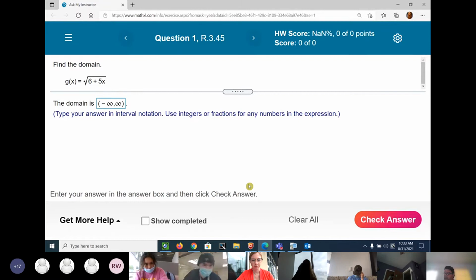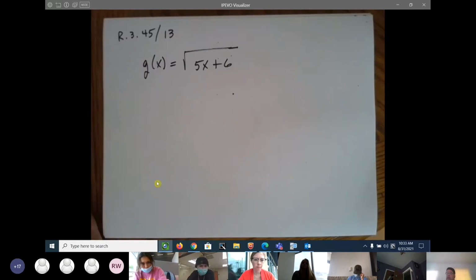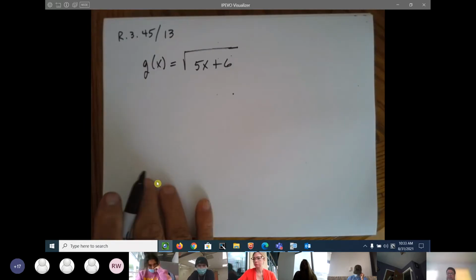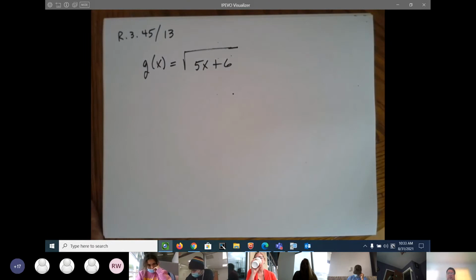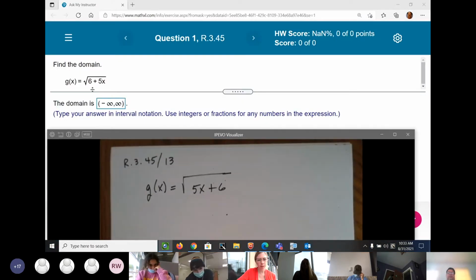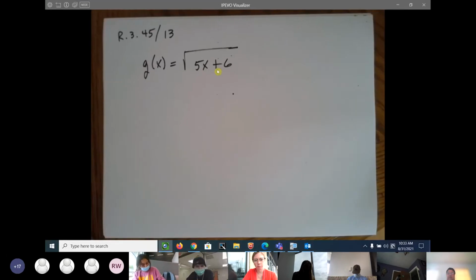G of x is equal to the square root of 5x plus 6. Now, I'm going to go ahead and tell y'all something. I don't know what's gotten into these math books lately, but I've never written an equation and put the number first. I've always put the variable first. So these last couple of years, I've noticed that the books are starting to write it differently. So I don't. I go against the grain. I always have, and I will rewrite it.